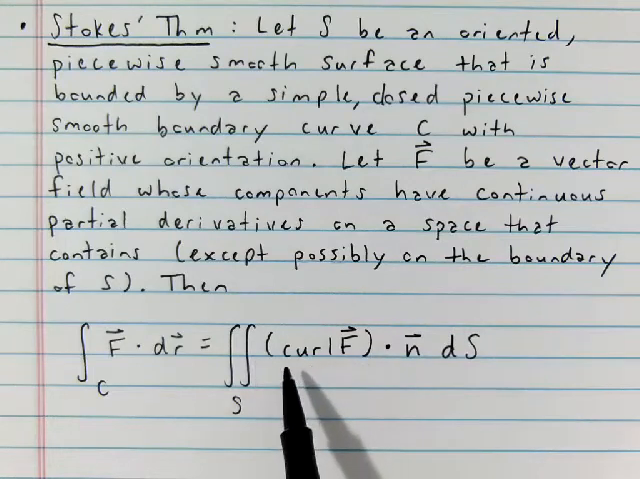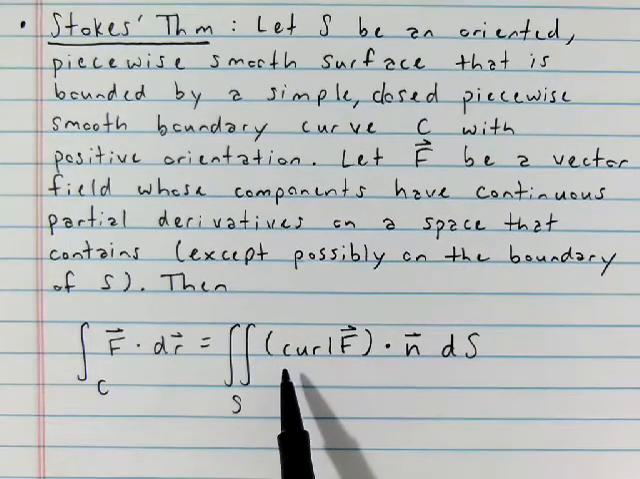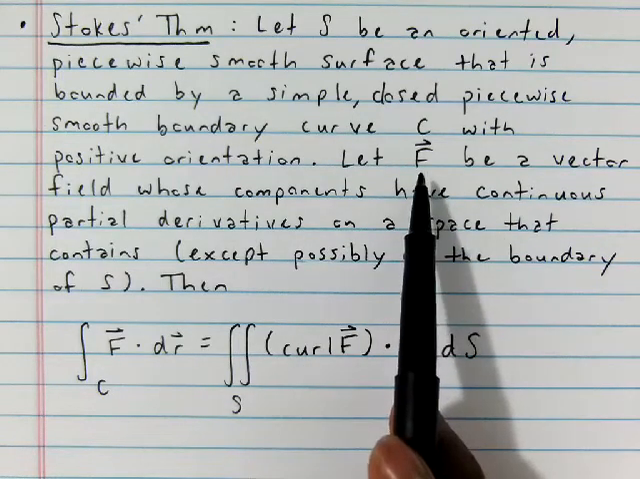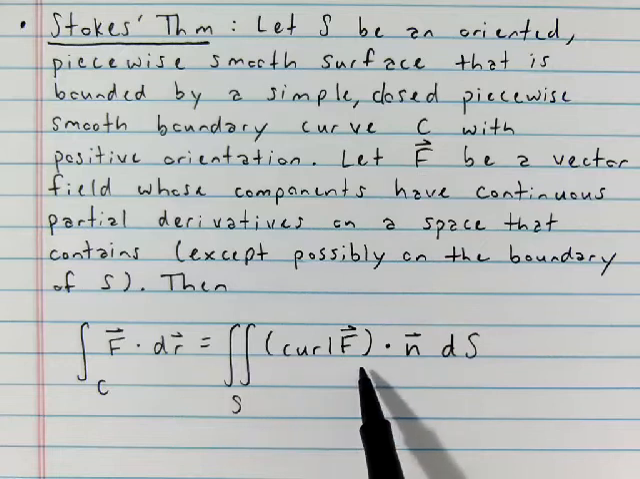So your first order of business when you're using Stokes theorem, when you're going to evaluate the surface integral, will be to find the curl so you don't accidentally try to use that vector whereas you should be using this vector.